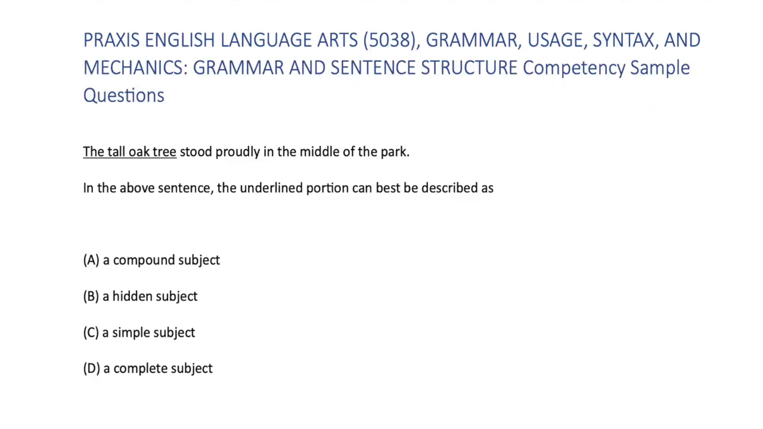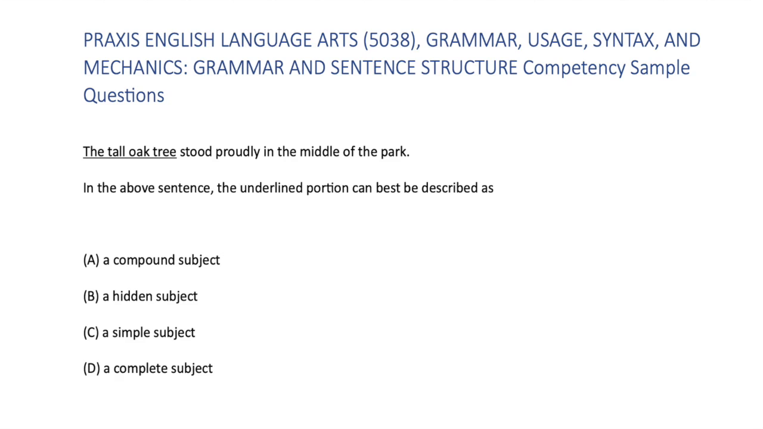The tall oak tree stood proudly in the middle of the park. In the above sentence, the underlined portion can best be described as A, a compound subject, B, a hidden subject, C, a simple subject, or D, a complete subject. To begin, we need to identify the different parts of the sentence.